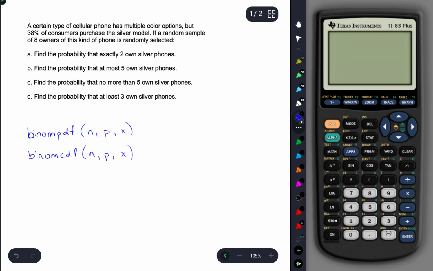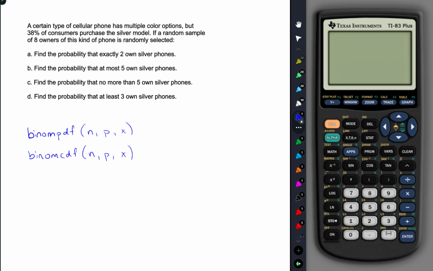Now the last input is actually optional. You can leave that last one out if you want, and it would give you an entire distribution. Generally speaking, we don't want the entire distribution, we just want one probability, so we usually include that. Now, the difference between the two comes down to these three characters. Binom PDF stands for probability distribution function, and CDF stands for cumulative distribution function. And the cumulative function is just a running sum of the PDF probabilities.